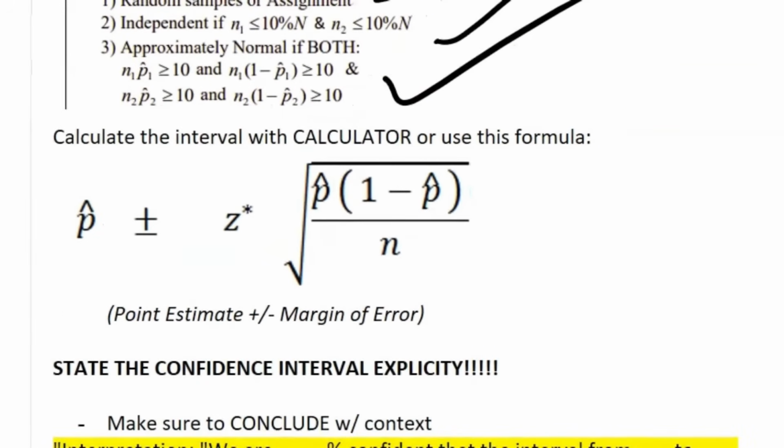Now, to calculate the actual interval, you can use your calculator, which is highly recommended, or you can be a weirdo and calculate it with this formula: the point estimate plus or minus the margin of error, which is the z star value times the standard deviation.